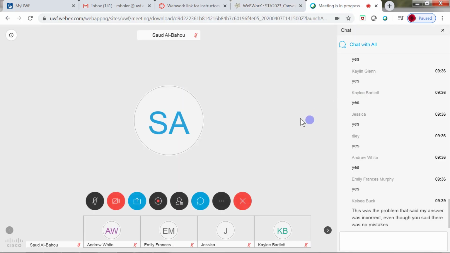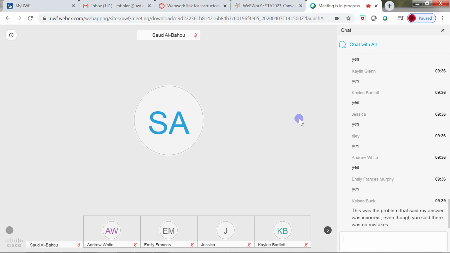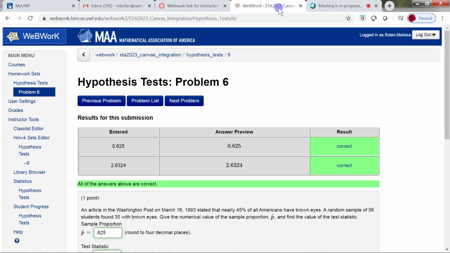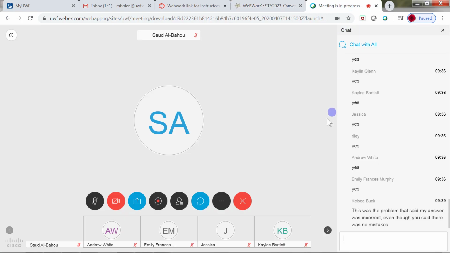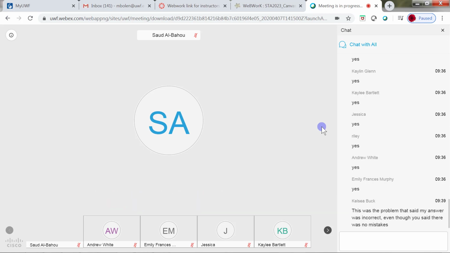Did everybody understand? This was the problem that said my answer was incorrect even though you said there was no mistake. Let's see, what number is this? Number 6. I think I got an email back this morning, Kelsa, and that should have been corrected. So please, if you're able to check that right now, go ahead, and if not, just after class send me an email, because I did receive an email first thing this morning from the person who heads up the elements of statistics at UWF, and she said that she expanded the tolerance so we shouldn't have an issue.